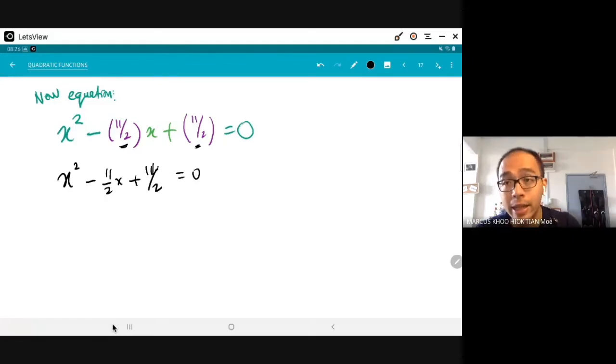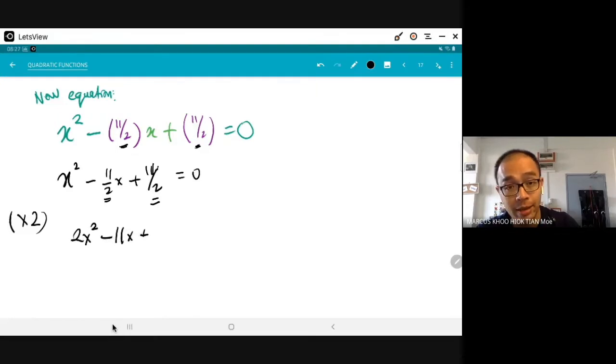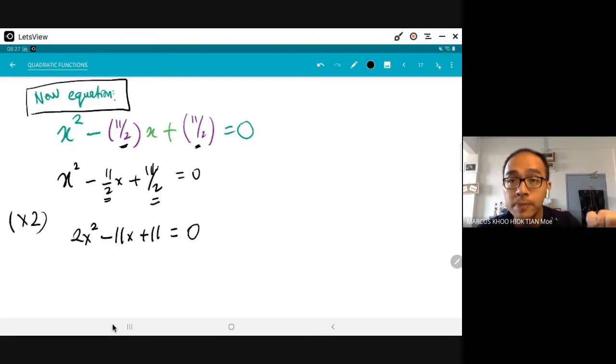Memang tidak cantik dilihat. I want one line. So what do? Saya darab semua dengan 2 untuk menghilangkan ini. So I'll get 2x squared minus 11x plus 11 equals to 0. Okay, so this is my new equation, dengan root yang berlainan lah.